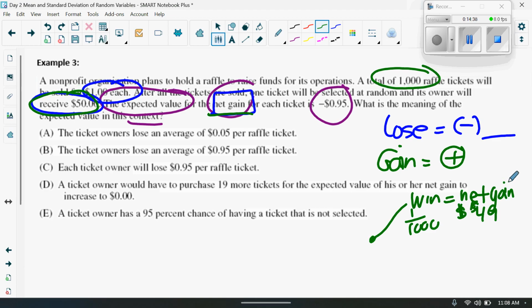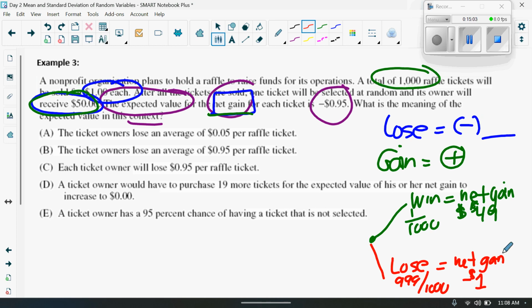Now, if you are the other 999 people, you're going to lose because only one ticket was picked. So that's going to be 999 out of 1,000 is the probability of losing. And those people just gave $1 away and didn't win anything. So their net gain is actually a loss. It is a negative $1.